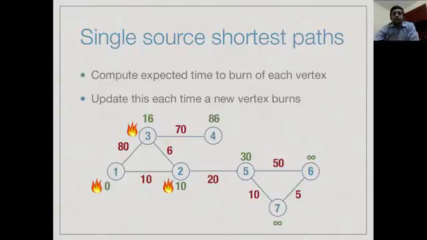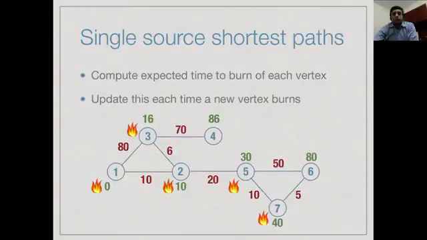Now among those which are not burnt, namely 4 and 5, which have a finite value, 5 will burn next. So we set its status to burnt and we update its neighbors to 80 and 40. At 6 we have 80 and at 7 we have 40. Now 7 burns next. So we look at the costs going out of 7 and we replace the 80 at 6 by 45.